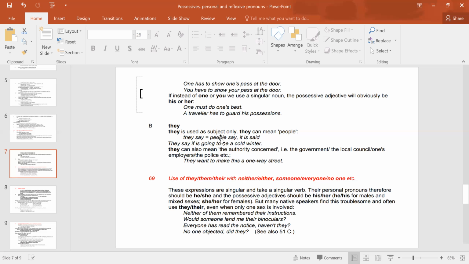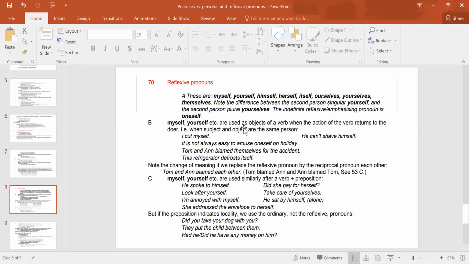Here, they is used as subject only. They can mean people. They say does mean people say, or you can say it is said, etc. They say it is going to be a cold winter. They can also mean the authority concerned, that is the government, etc. Here in this example, you can find it like that. Use of they, them, their with neither, either, someone, everyone, no one, etc. You can use they, etc. with these constructions as well. You can find them over here in these examples.